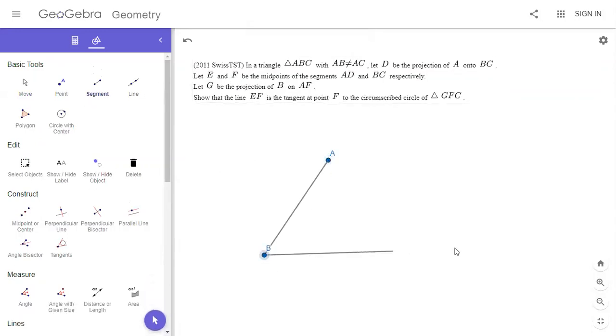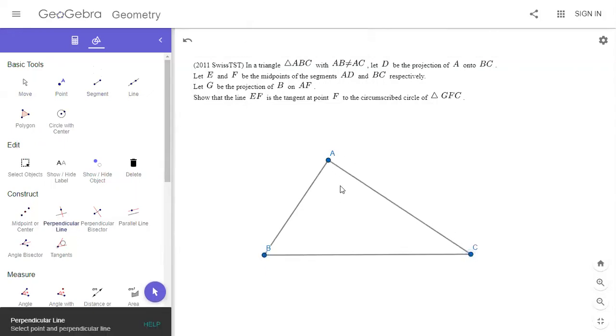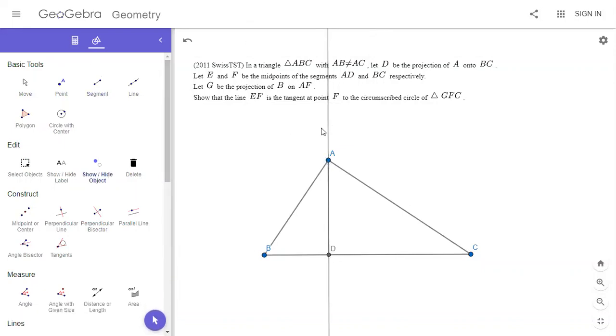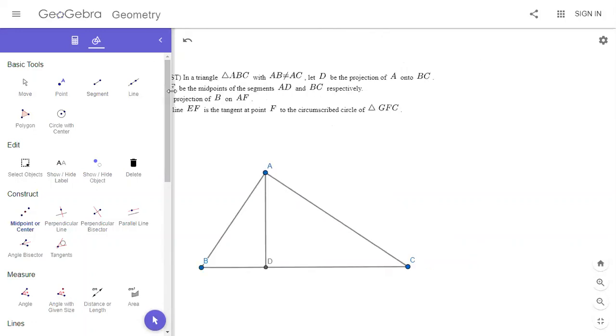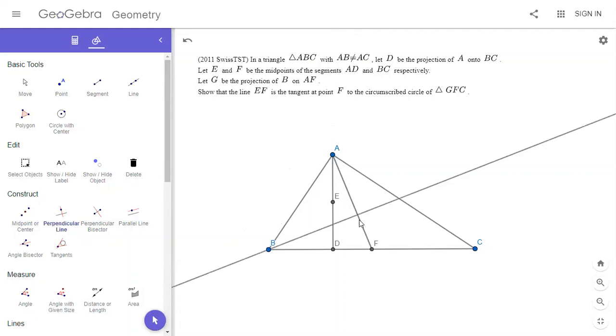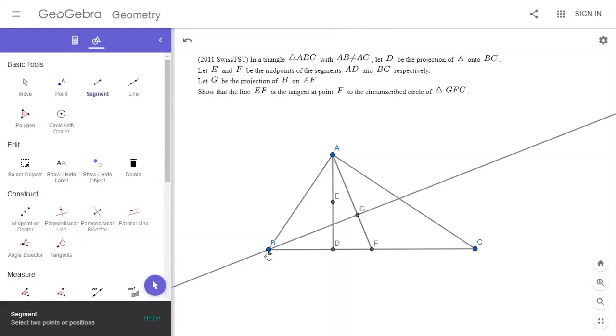So we have the 2011 Swiss team selection test. This one I think was kind of tricky. Oh, actually, no, this one does not look as tricky. So we have the triangle ABC. D is the perpendicular from A to BC. Yeah, I wish there was an altitude button in GeoGebra, but there isn't. E and F are the midpoints of AD and BC. G is the projection of B onto AF. And we want to show that EF is tangent.